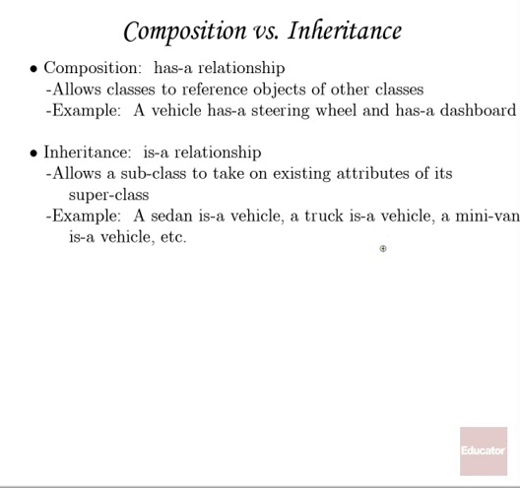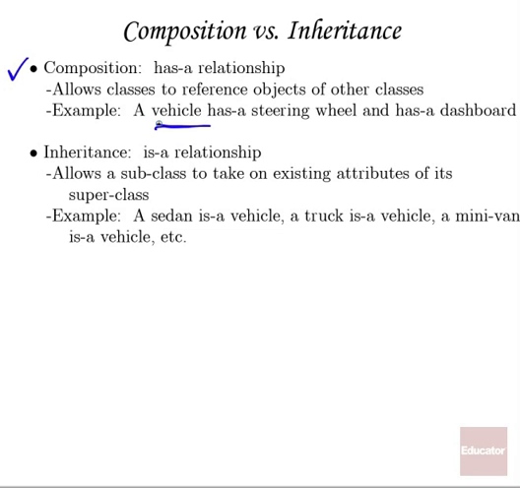All right, first of all, let's review the two main concepts of composition and inheritance and how they are similar and how they are different. First of all, composition. Composition is sometimes referred to as a has-a relationship. And this allows classes to reference objects of other classes. And so you can build a class out of building block classes. And so an example would be if you have a vehicle, that vehicle is made of component parts.